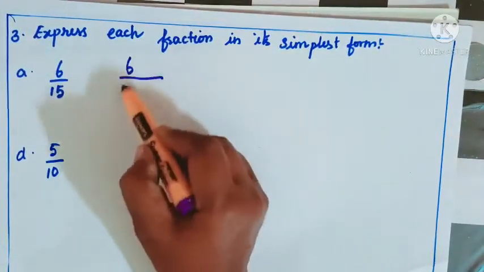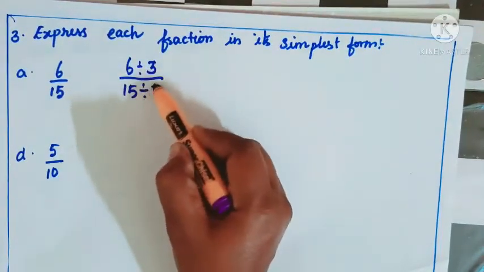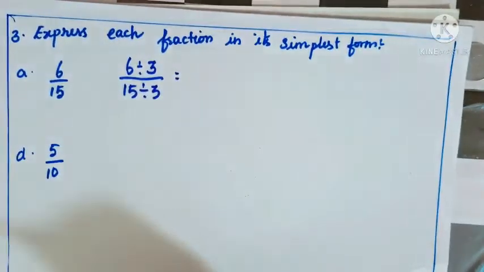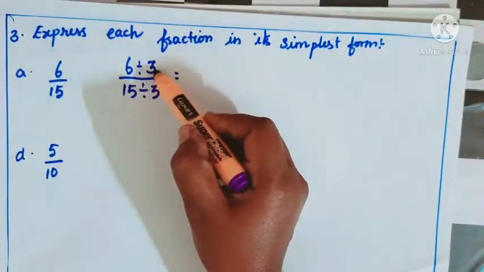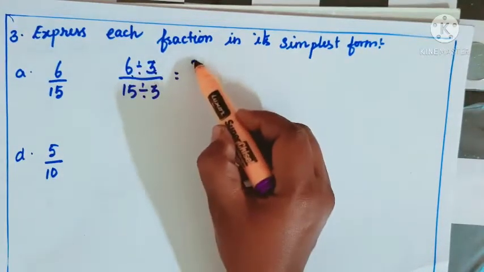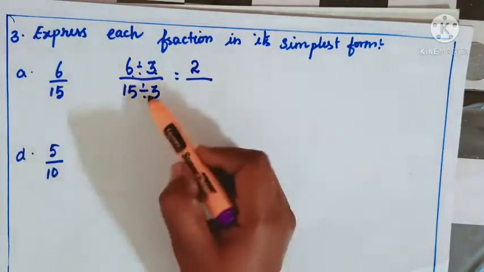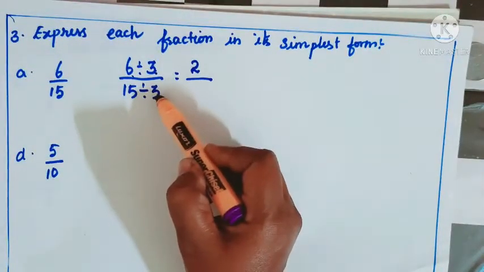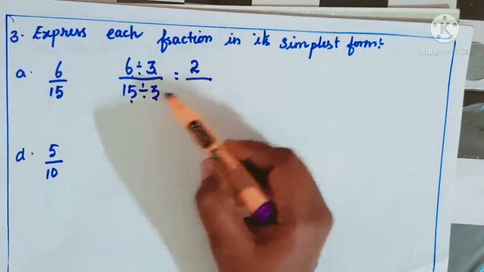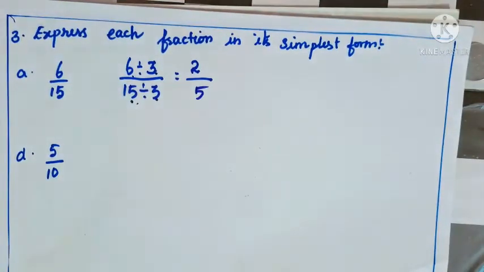See, 6 by 15. Okay. Divide by 3, divide by 3. Both the numerator and the denominator I will divide by 3. What will I get? Just use the table for this. 3 ones are 3, 3 twos are 6. So I will write how many times only. Is it clear? Right. Next, 3 table. 3 ones are 3, 3 twos are 6, 3 threes are 9, 3 fours are 12, 3 fives are 15, isn't it? So how many times? That many times I'll take and write it here. Is it clear, dear? Yes.